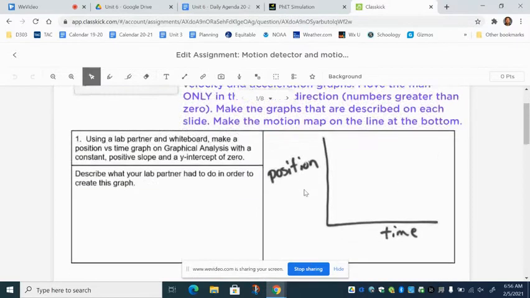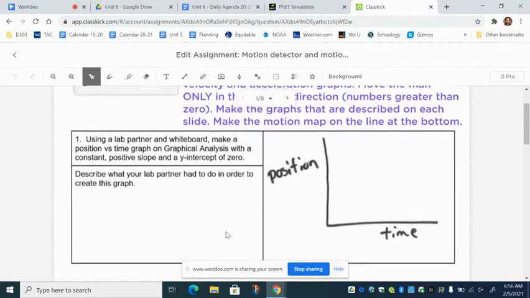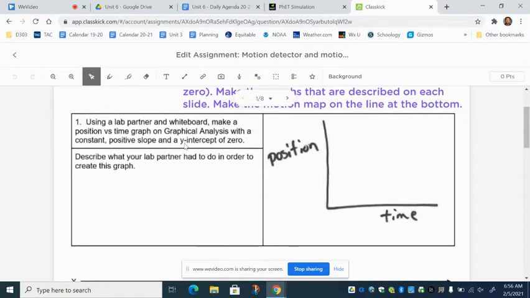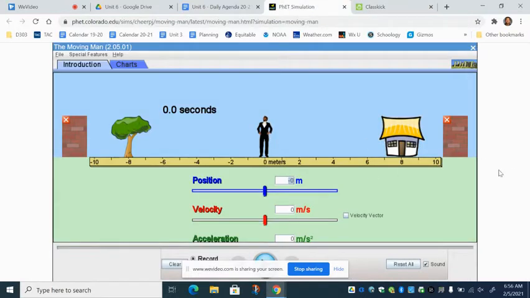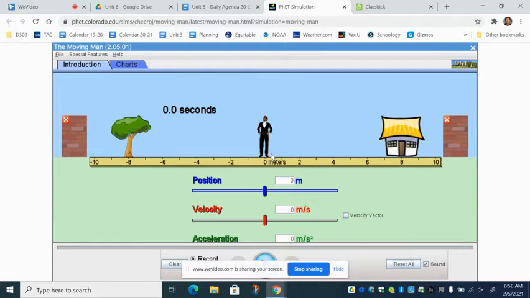Okay, and then down at the bottom, we're going to build one of these motion maps. For that, after you make the graph, then you're going to build a motion map for that. So it's on this class kick assignment. You're going to open up this simulation here to do that. Now on this simulation, you're gonna move this guy around, and he's gonna make your map for you. So what it says to do on the directions, you're gonna have this moving man do that work for you.